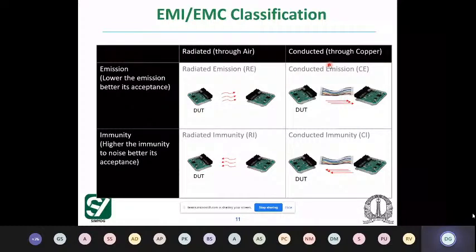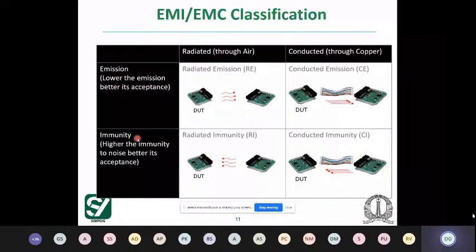In EMC, the way we classify it is by a 2x2 matrix: radiated and conducted. This is based on how the propagation is happening. If the propagation is happening through air, it's called radiated. If it's happening through copper or harness, it's called conducted. And there are two forms of goodness of a design under test. One is emission and another is immunity. Emission means how much you are hurting others, which means how much you are affecting others.